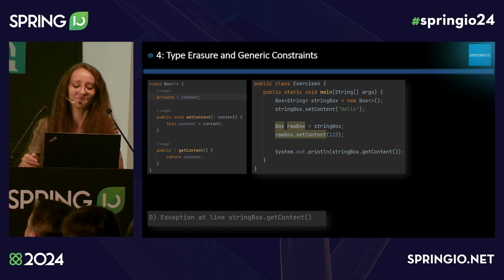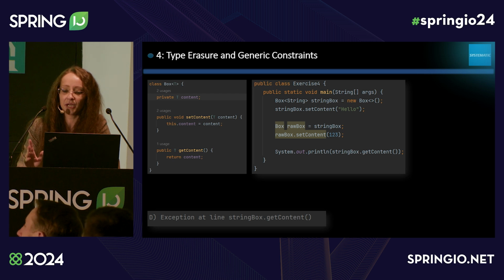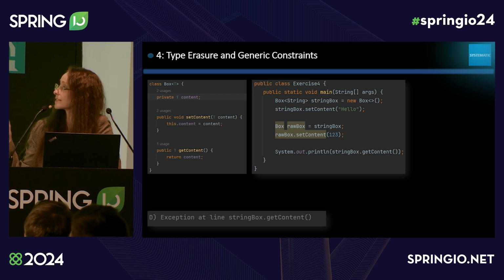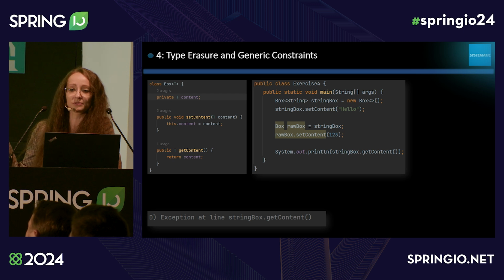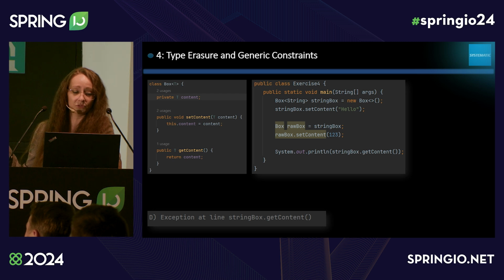Let's explain why. Type erasure in Java leads to raw types that bypass compile-time type checking. This means that assigning a raw type to a generic variable allows us to set the content to different types. And this happened to us. First, we were allowed to set it to a string, "hello", then we could have set it to 133. The compiler doesn't say anything about that when we try to do that.